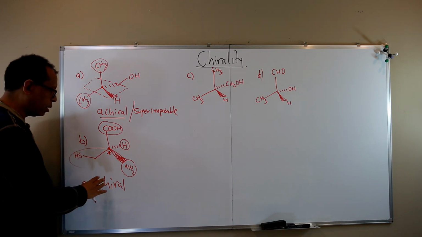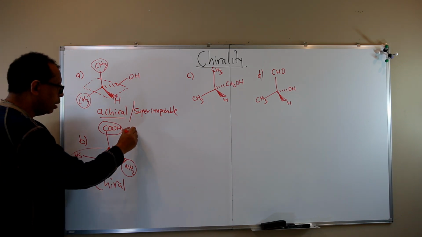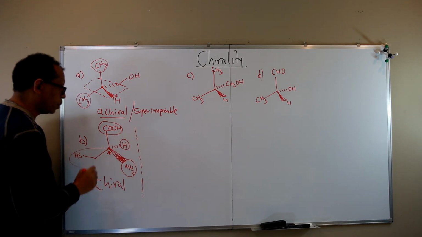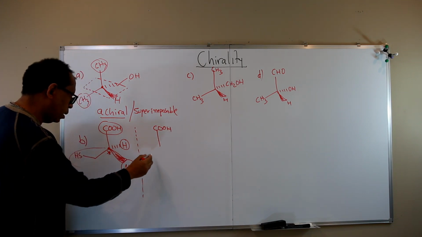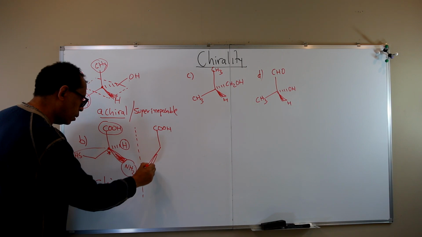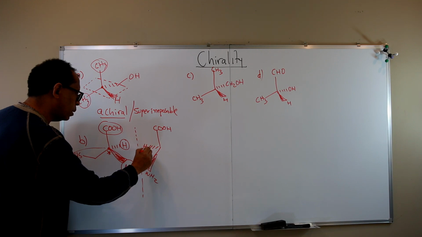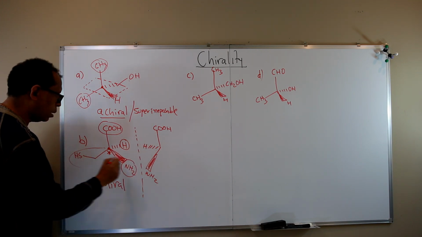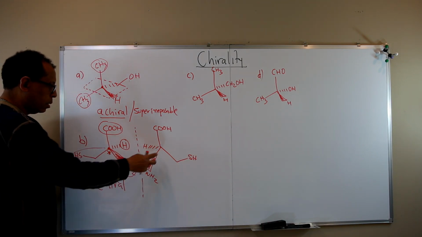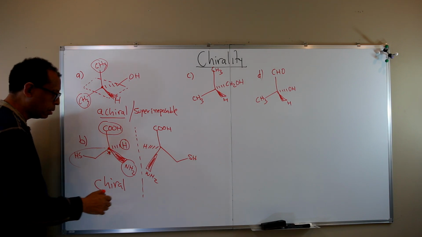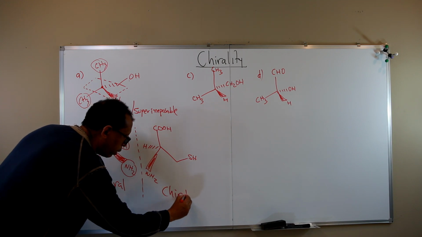So if you write this and its mirror image, for example, if I draw a mirror image of that, it would be COOH, and this NH2, this is hydrogen, and that is CH2SH. So these are mirror images of one another. So this is chiral, therefore its mirror image is also a chiral molecule.